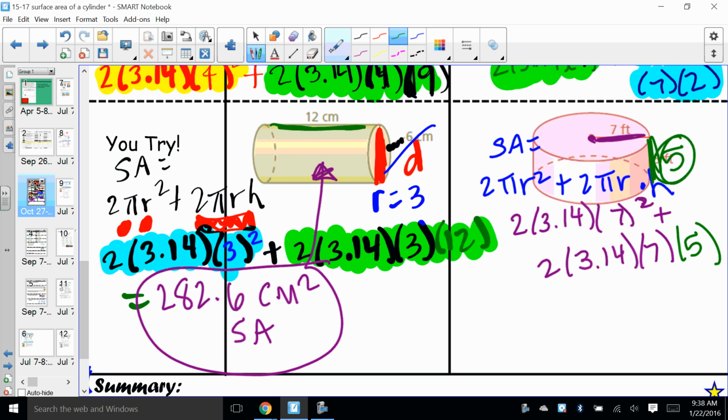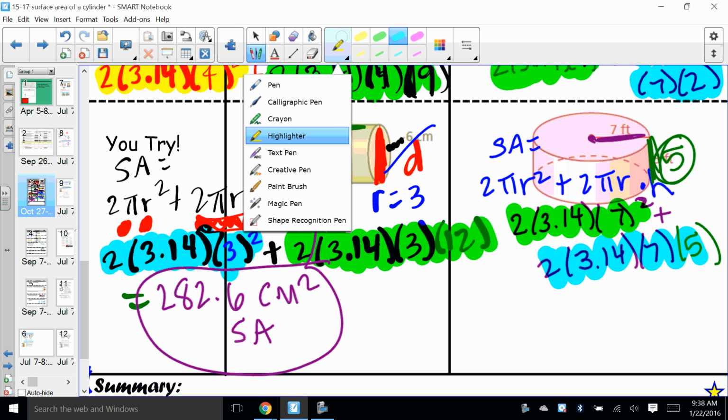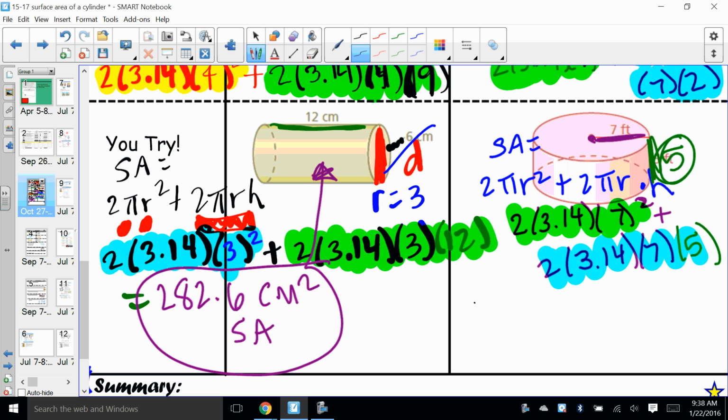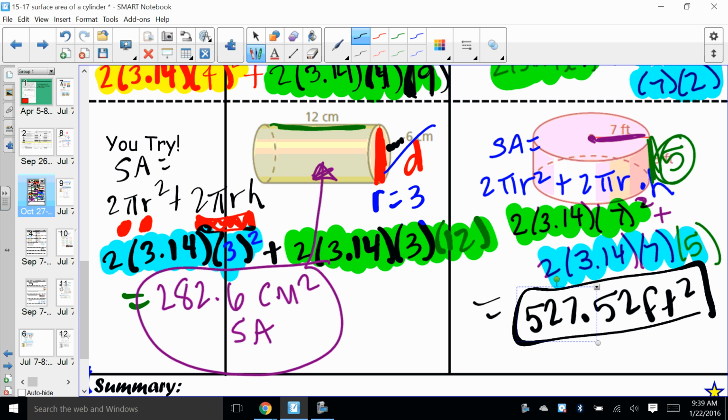All right, guys, so we have the area of the two bases, plus the area of the rectangle that wraps around. 2 pi r squared plus 2 pi r h. Go ahead and check where I plugged everything in. I'll slow down, make sure you catch up. Everybody's either typing in your calculator right now or catching up through writing. Let's go. 2 pi r squared plus 2 pi r h. All right, so we have 527.52 feet squared. That is the surface area of that cylinder.